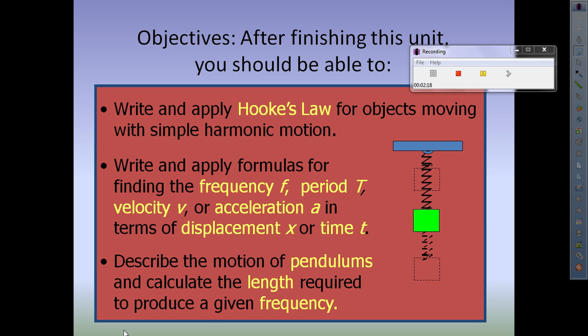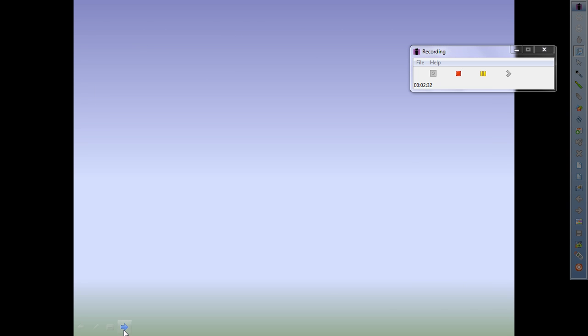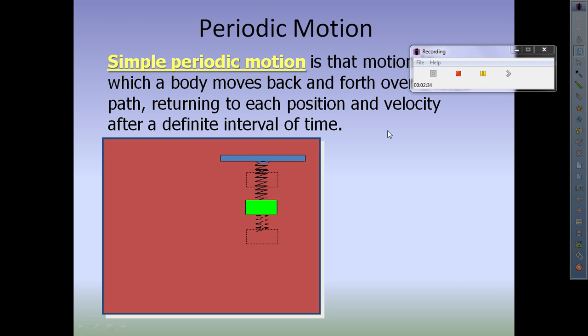And we should be able to describe the motions of pendulums and calculate the length required to produce a given frequency. So those are our objectives for this unit. And again, if you need more time, have the sub pause the movie for you. Periodic motion.